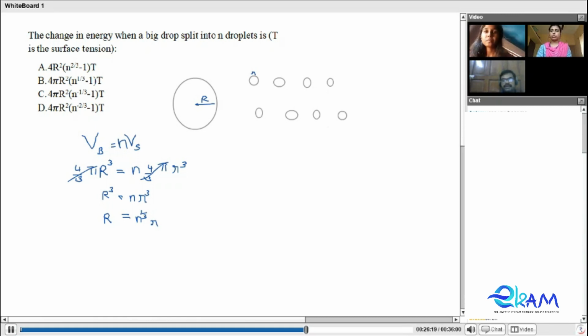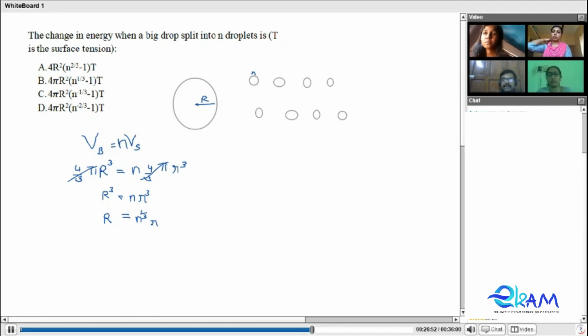Now, what happens to the surface area when one drop becomes 8 drops? Imagine that initially you have 1 glass of water and you are splitting it into 2 glasses. What happens to the surface area? The surface area actually doubles, right? You have a surface on the first glass as well as you are creating a surface on the second glass also.